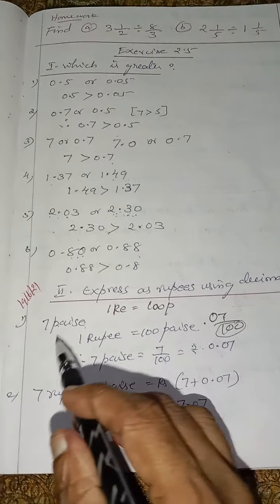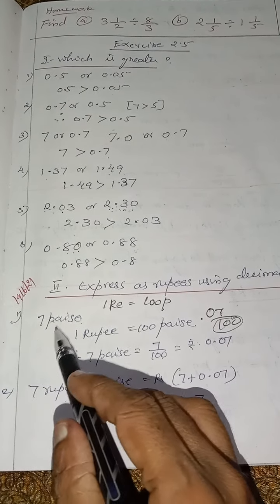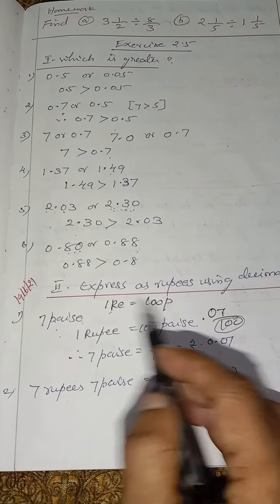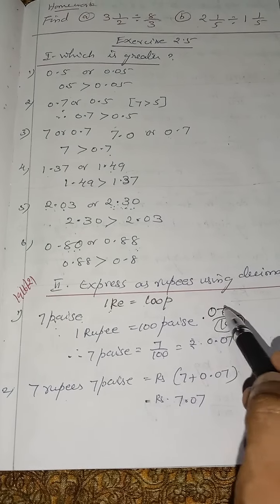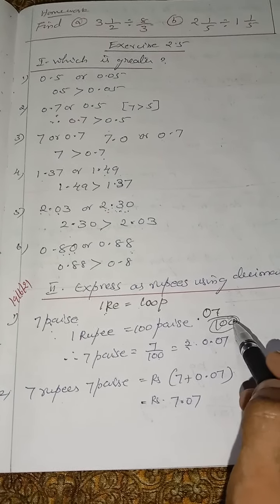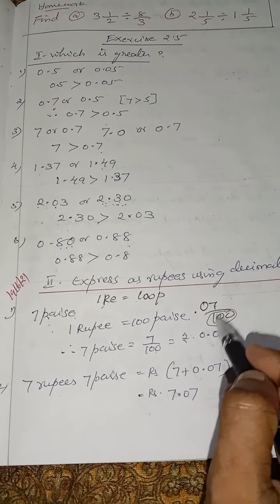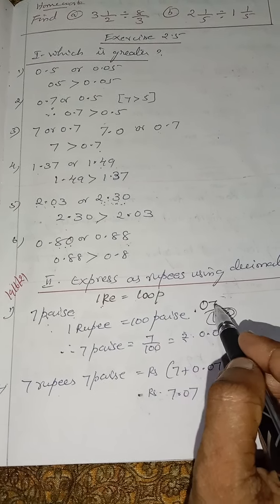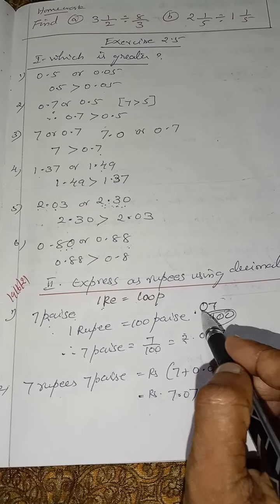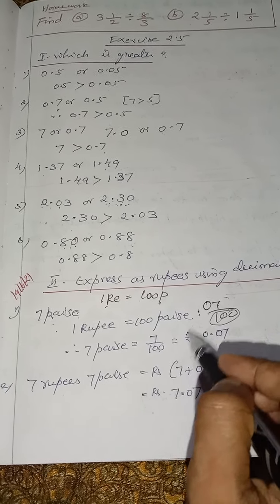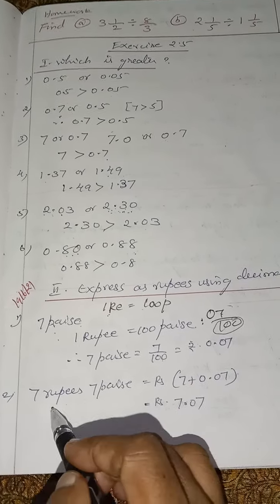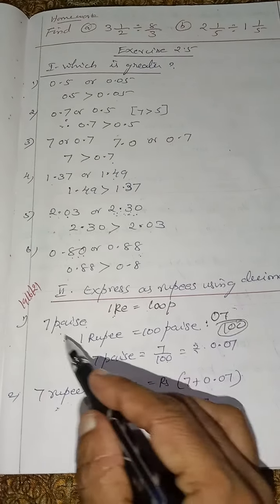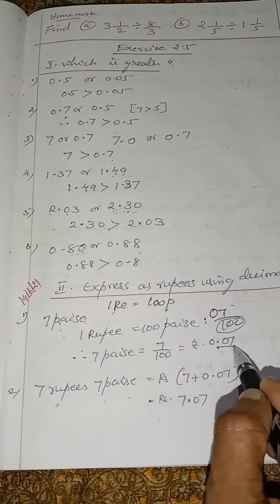So how do you know? 7 paise means, since 1 rupee is equal to 100 paise, we write 7 by 100. But denominator 100 means there are 2 zeros now. So we want to place the point before 2 numbers. But here there is only one number. So add 0 and place the point here. So it is 0.07. Now for 7 rupees 7 paise, we know 7 paise is 0.07.